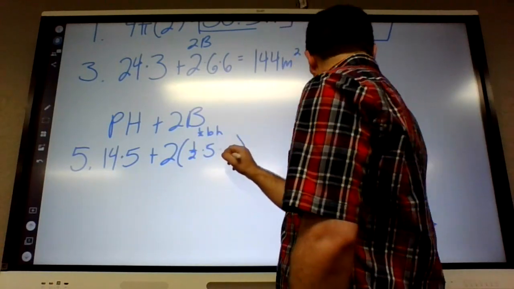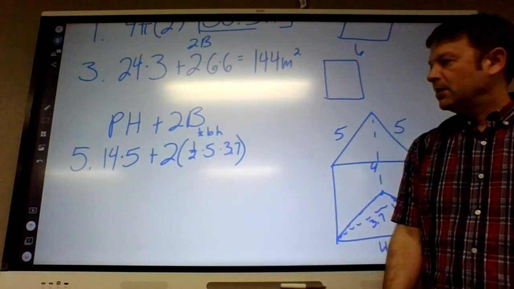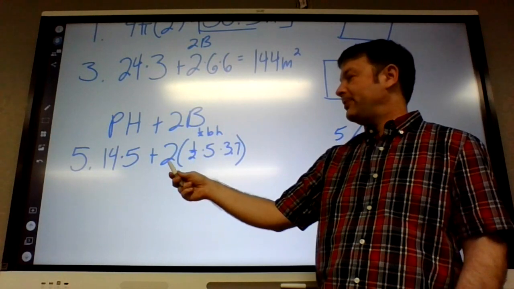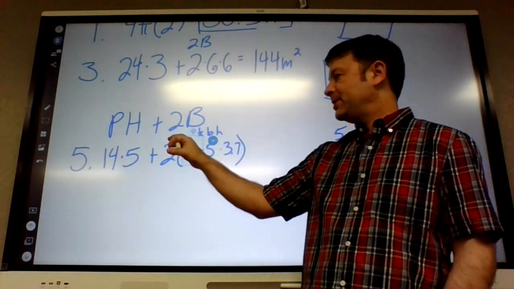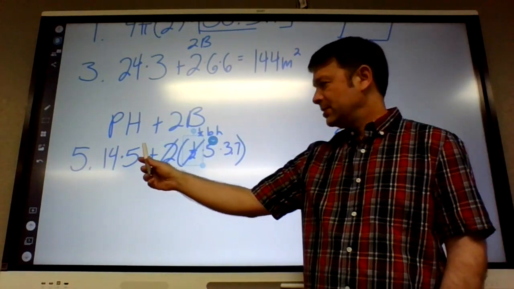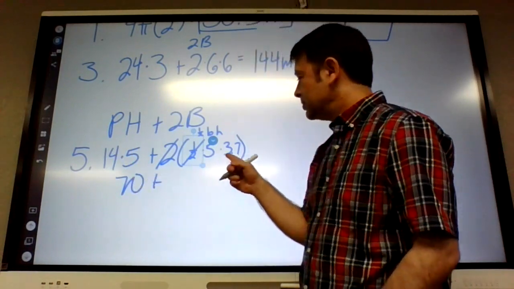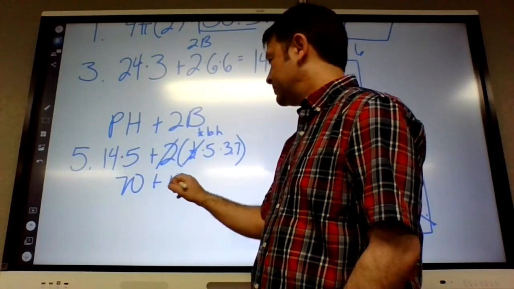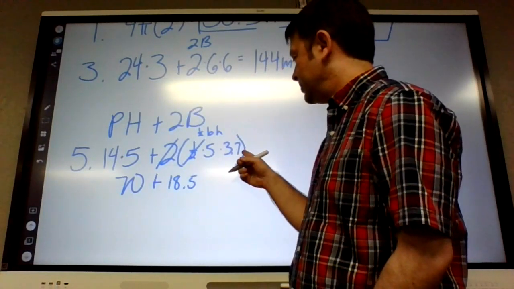You can actually save yourself a step here, because what happens when we do 2 times 1/2, or 2 times divided by 2? They cancel out. So it's really just 70 plus 18.5. Did I copy that down right? 3.7? Yeah.